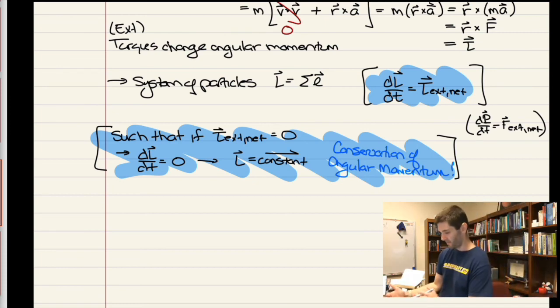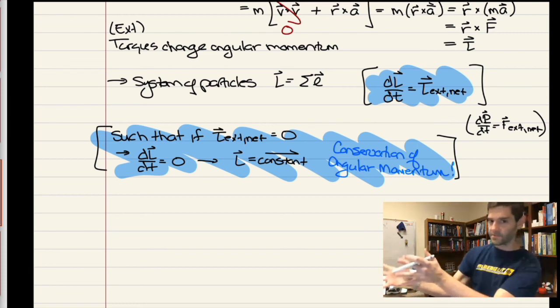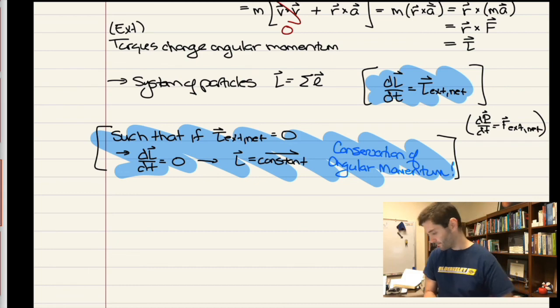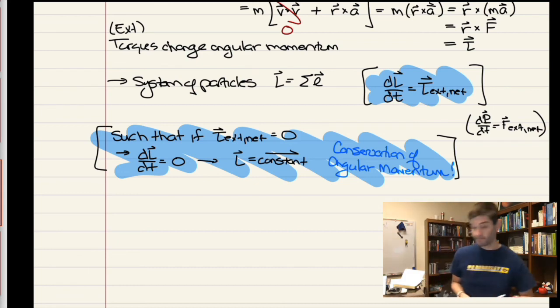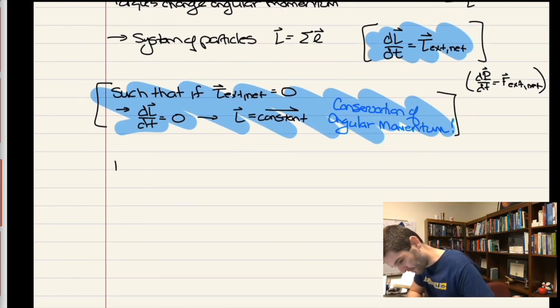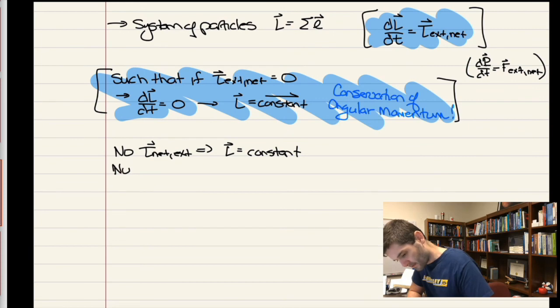Just how total linear momentum is conserved if there's no net force, total angular momentum is conserved if there's no net torque. And we've completed the 3 conservation laws. Where we say no net external torque implies L is a constant. Angular momentum is conserved. No net external forces, the total linear momentum is a constant.